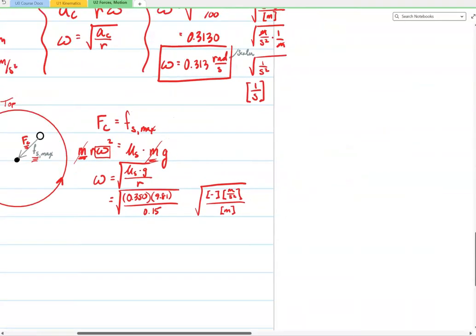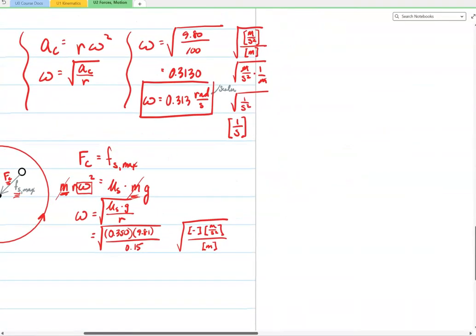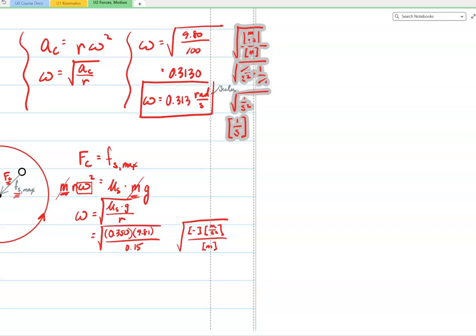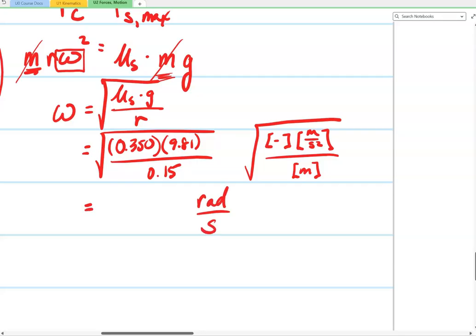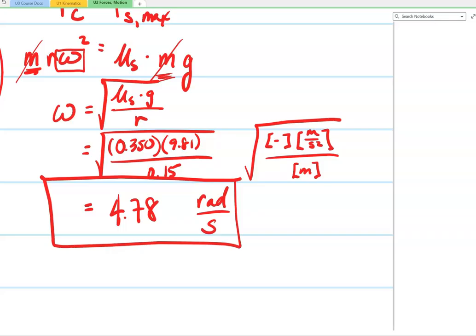And I think we saw something just like that a few minutes ago. Meters per second squared divided by meters does turn into a second inverse, or a per second. And if we reintroduce radian as our scalar quantity, then we can report our final unit as a radian per second. And off screen, I used my calculator and got 4.78 radians per second.